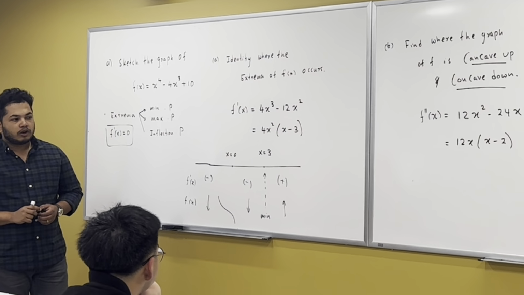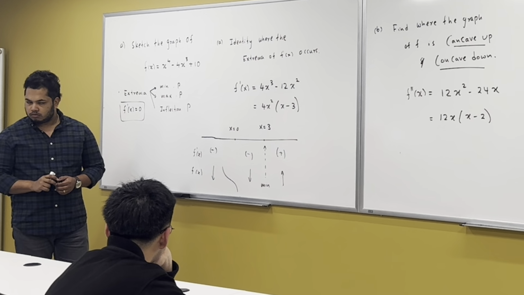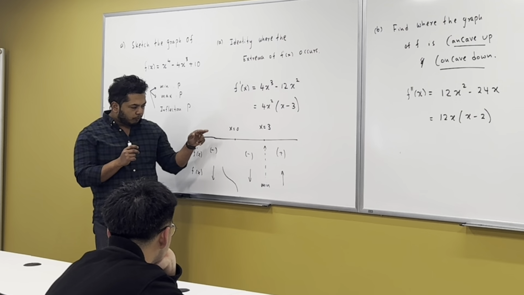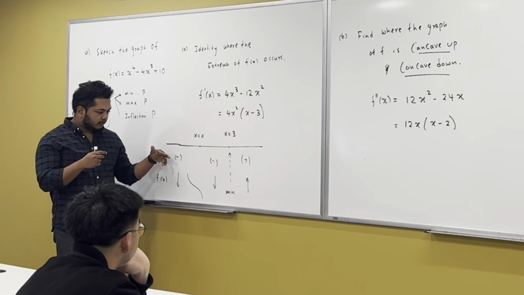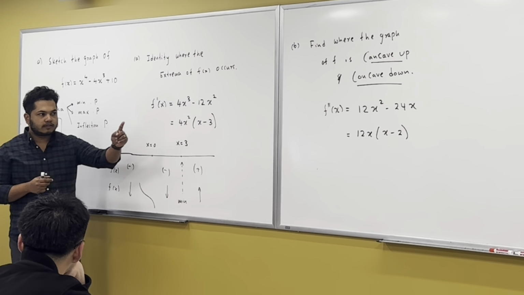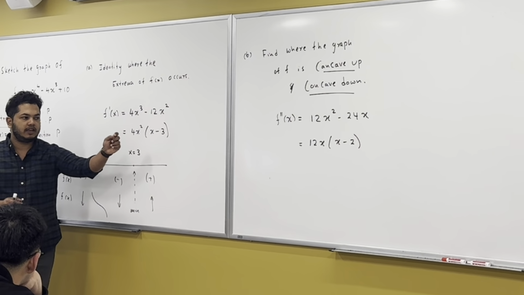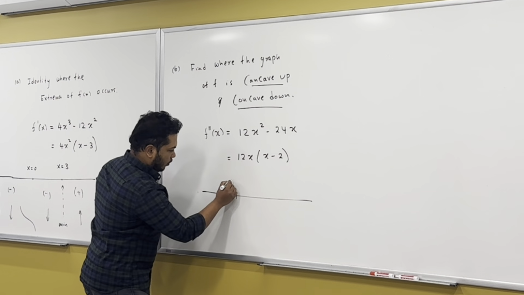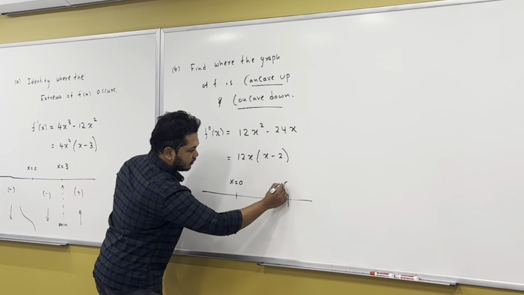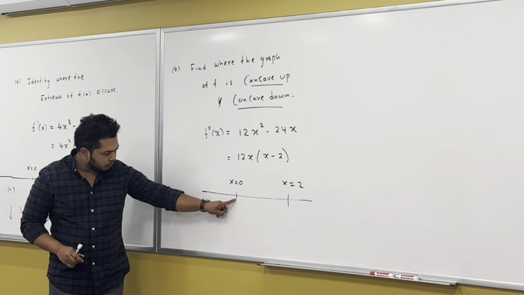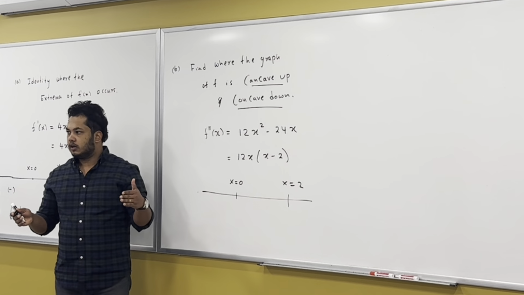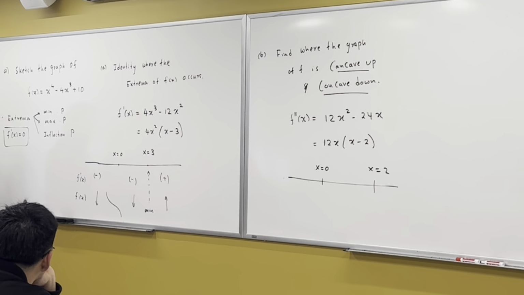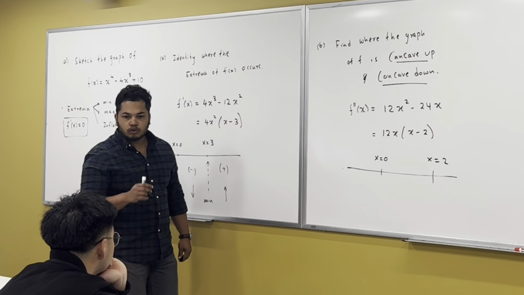And I know the important points are 0 and 2. Remember, the important points for the first derivative were 0 and 3. At those points, you may change the sign of the first derivative. Similarly, the second derivative changes sign, plus minus, at 0 and 2. So this is my x equals 0, and this is my x equals 2. At these points, concavity changes. Concavity change means it changes from concave up to down or down to up. Okay? Those are the inflection points.